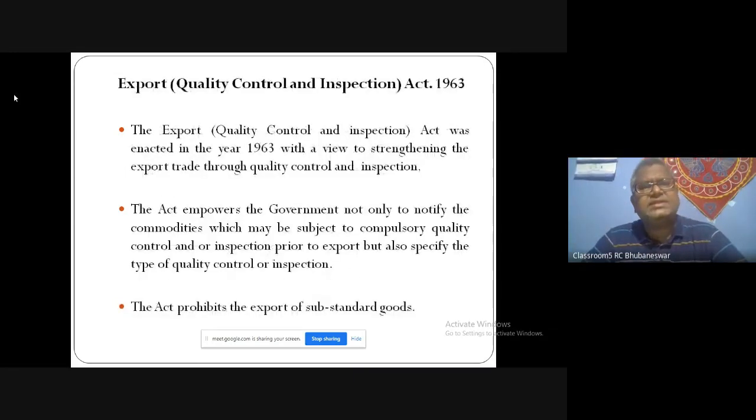Another one is the Export Quality Control and Inspection Act, established in 1963, only for the measurement of quality control and inspection. Quality control and inspection is necessary for the quality of the goods exported or imported. Checking of quality is indeed necessary at the time of exporting or importing goods.